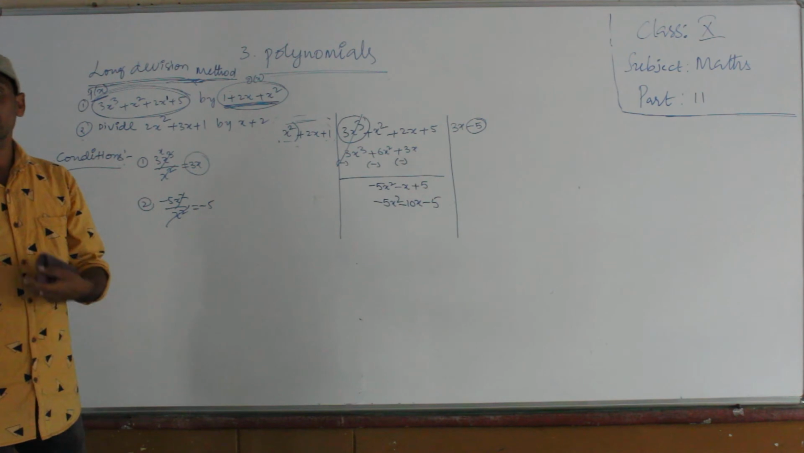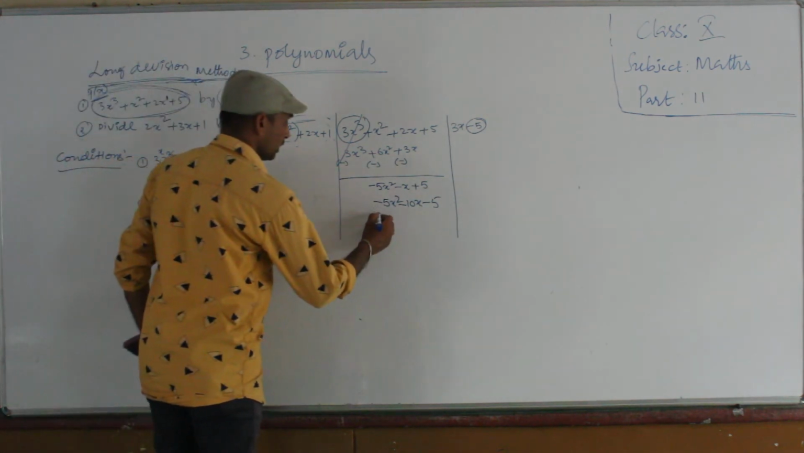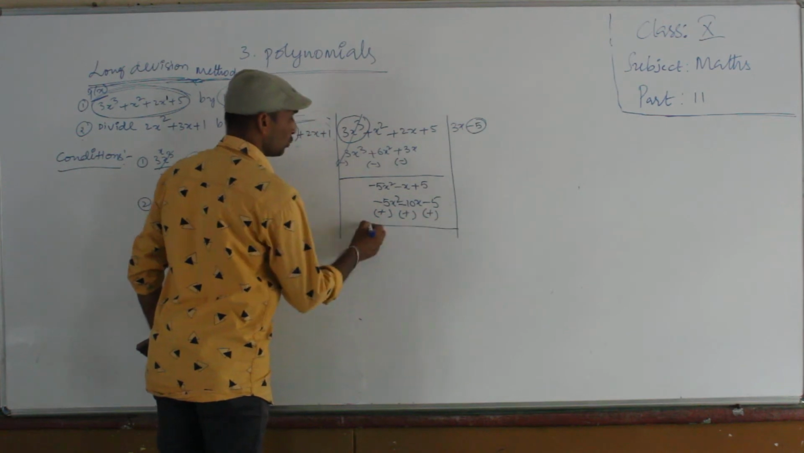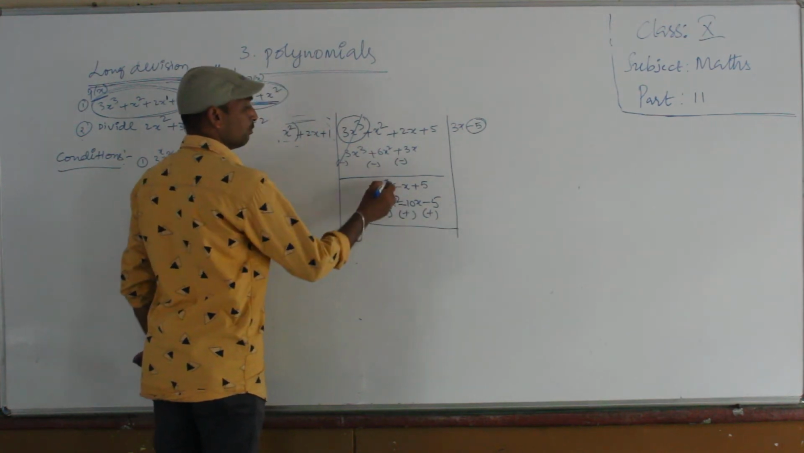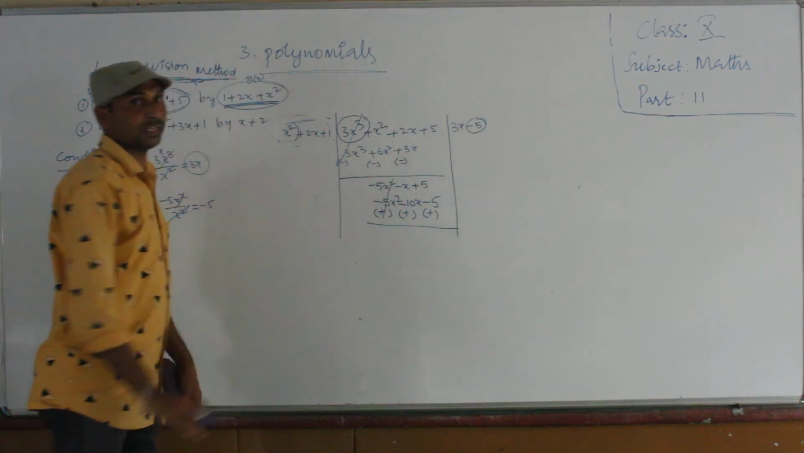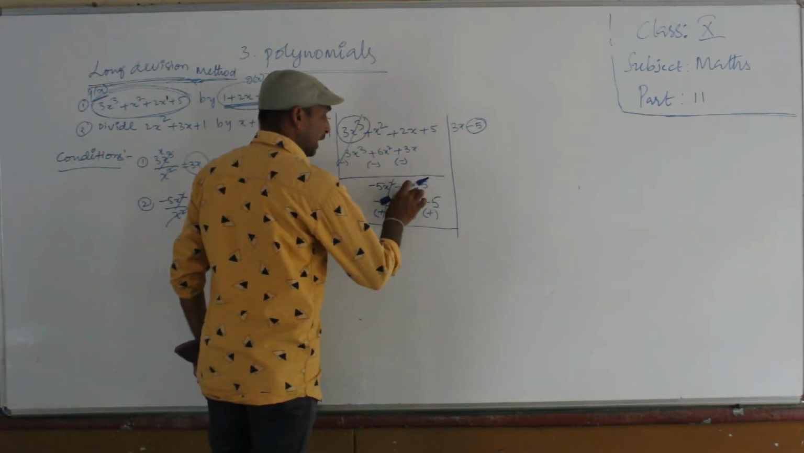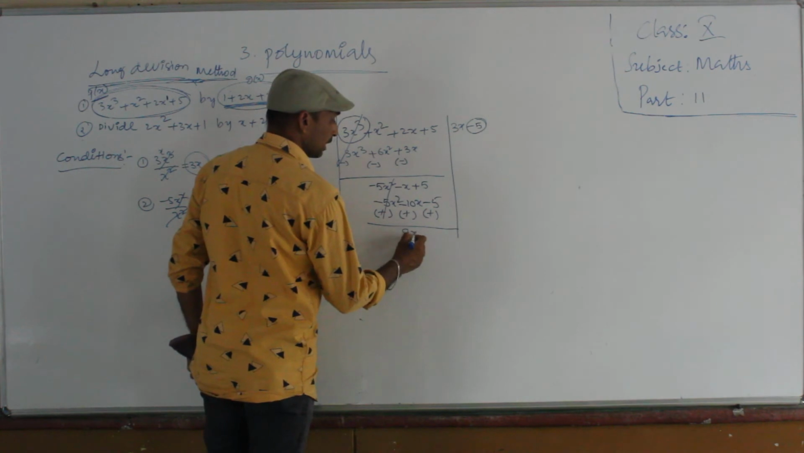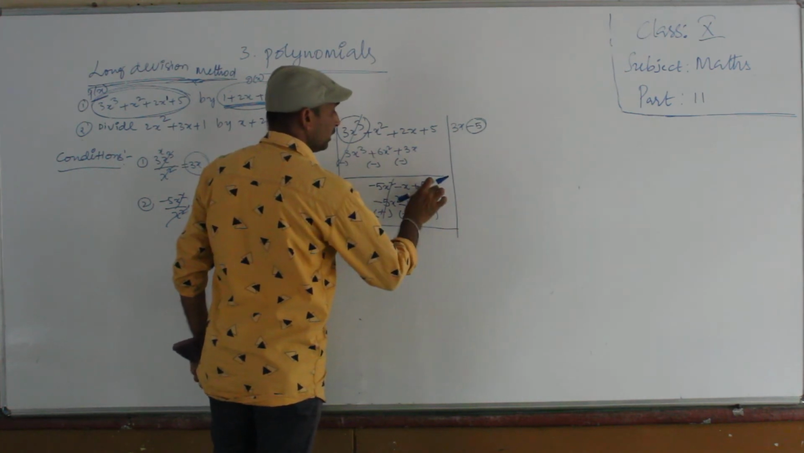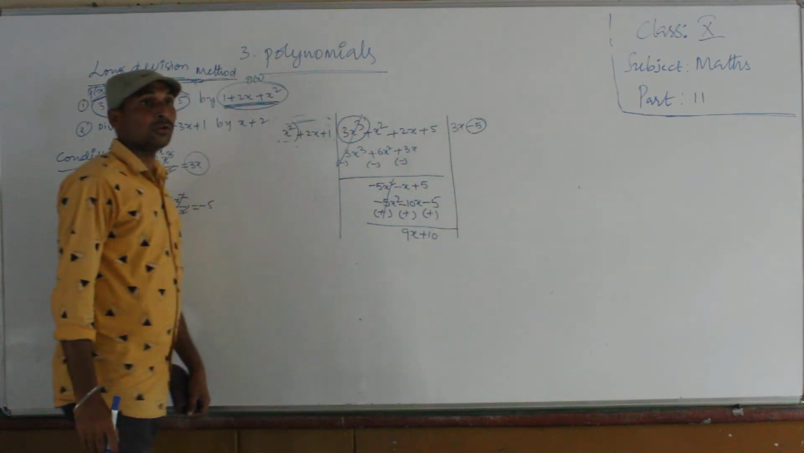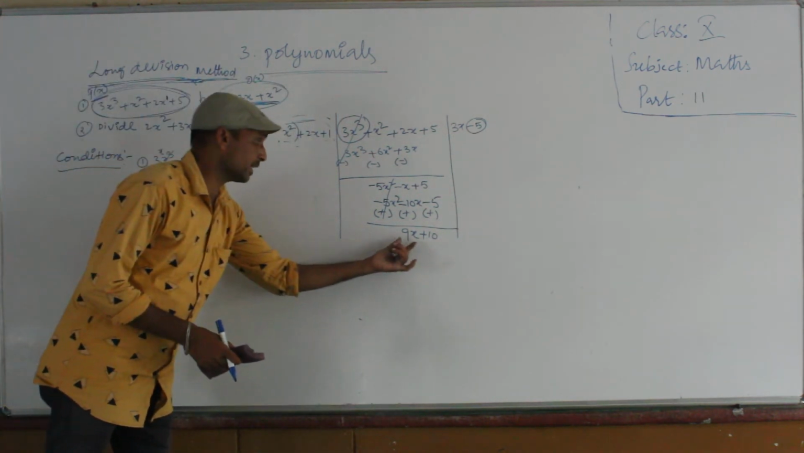Then again the symbols change: plus, plus, plus. Now you should consider these symbols. Minus 5x square plus 5x square cancels. Then 10x minus x is 9x. Then plus 5 and plus 5 is plus 10. Now the same process.